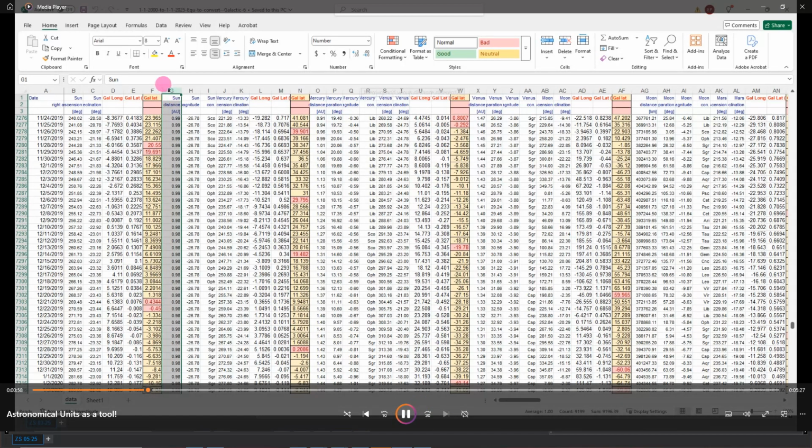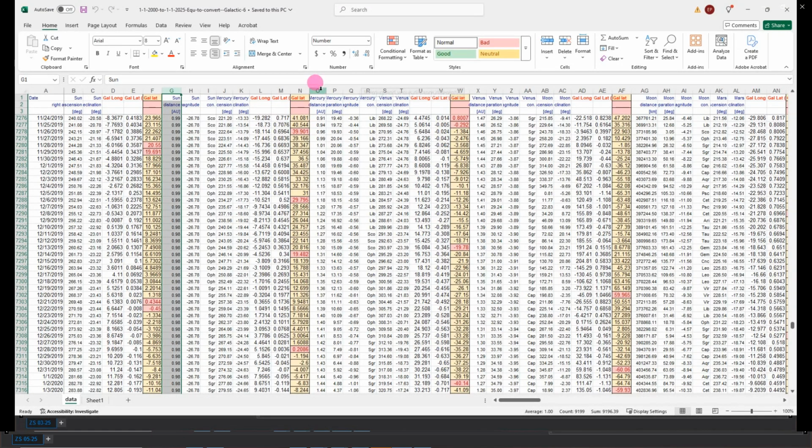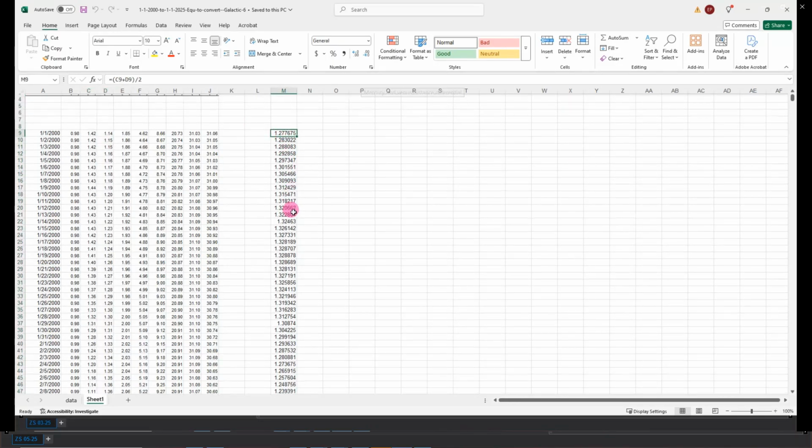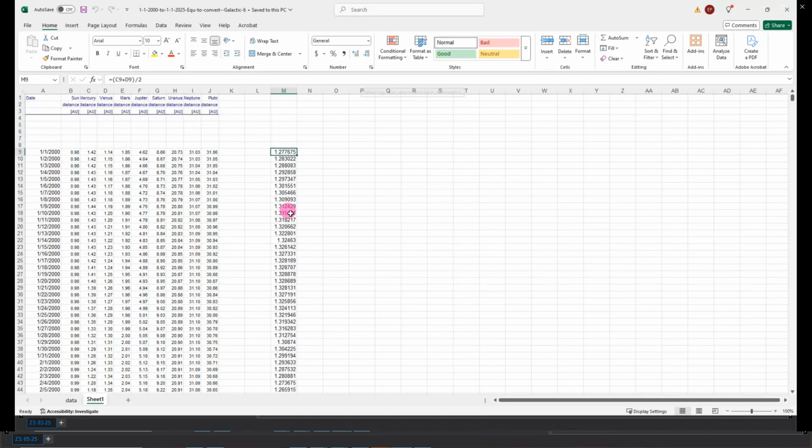So the sun is there, Mercury distance in AU here, the Venus distance is here. So what I've done, I've copied and pasted all the distances of all the planets to another sheet, and then I did a summary here in column M, and all I did was add the Mercury and Venus columns together and then divide those by 2. And then I looked for the minimum and maximum points when I went through those differentials.